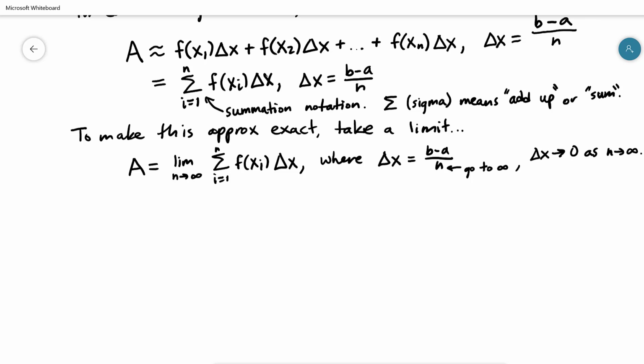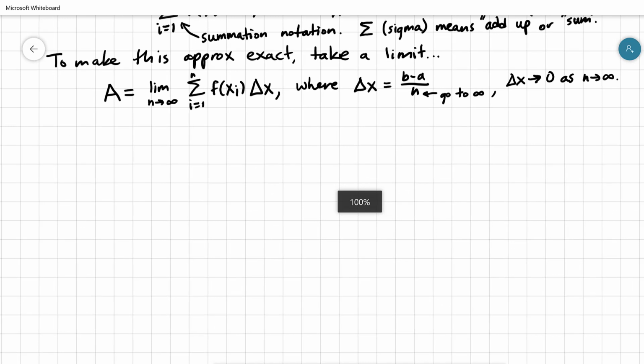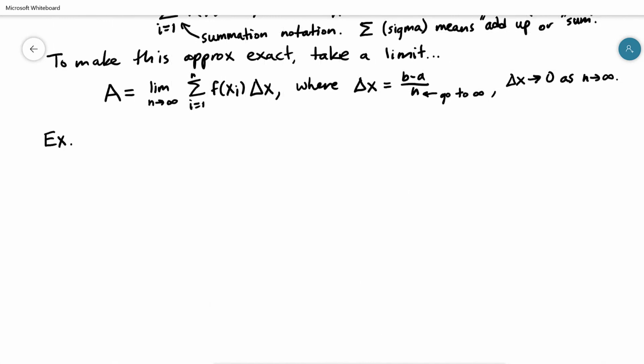Okay, so let me do an example, and I'm going to come up with a few little weird formulas we're going to need in this section, and then we'll move on and talk about how we can do actual calculus for this. Let me do an actual example. I want to find the area under f of x equals e to the negative x, so a decaying exponential, and I want to find that area between x equals 0 and x equals 2.